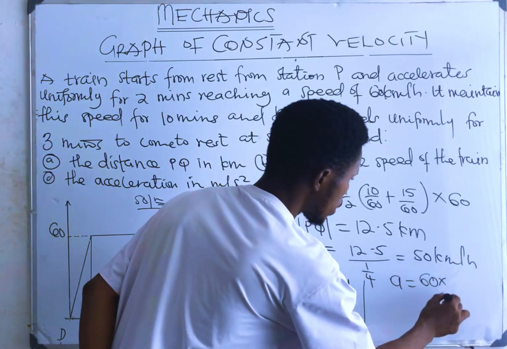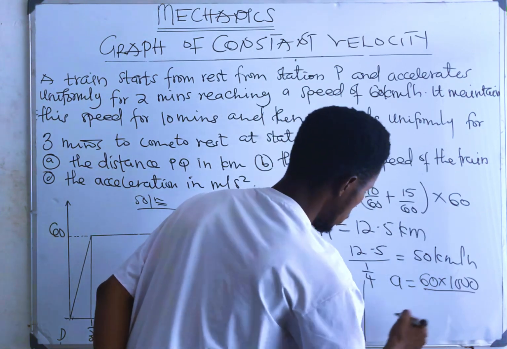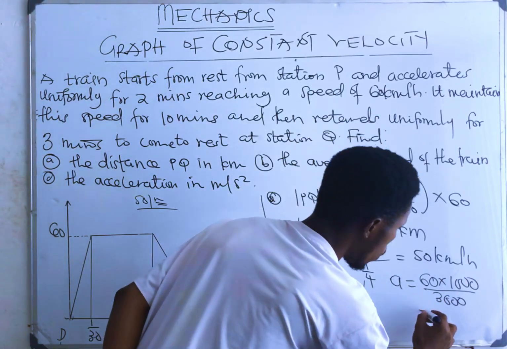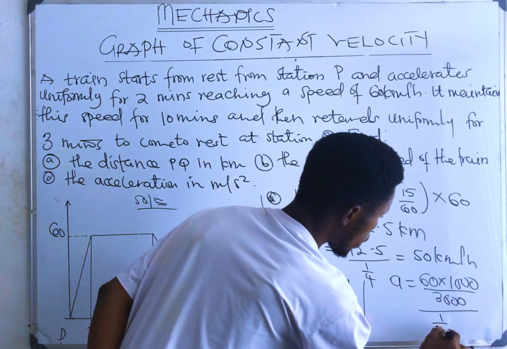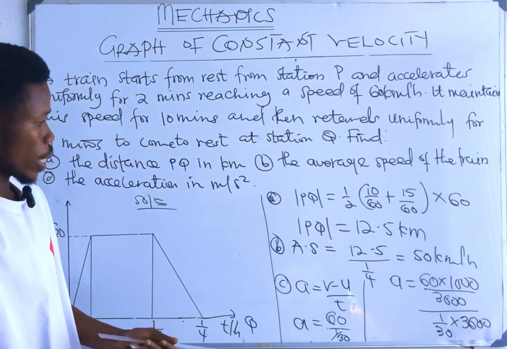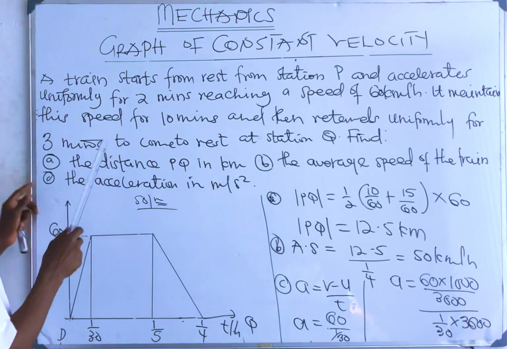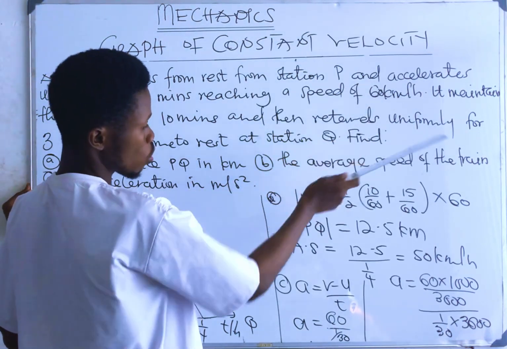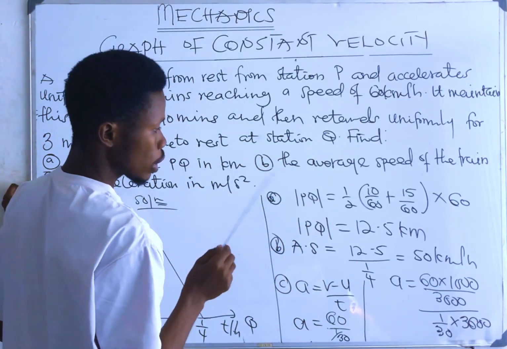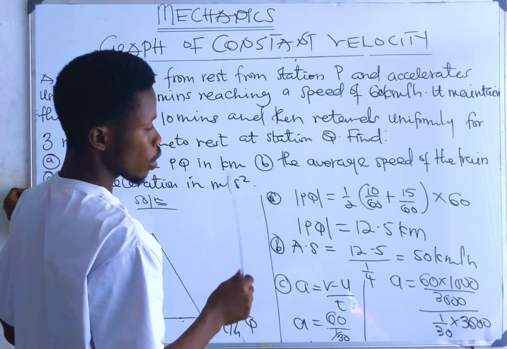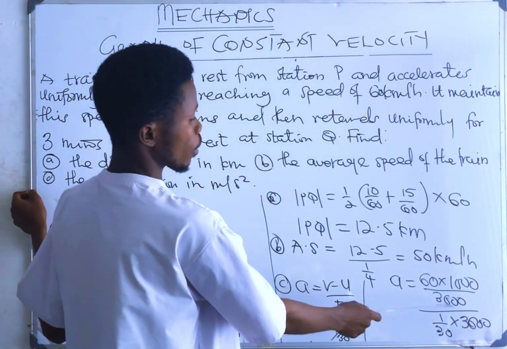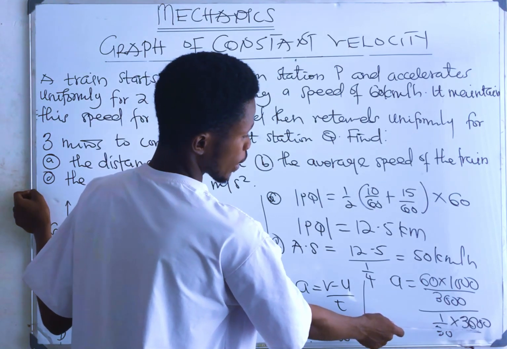So look, here will be A equals 60 times 1000, all divided by 3600, and all this is divided by 1 over 30 times 3600. So that's the conversion. Remember, that 60 is kilometers per hour. So if you are changing to meters, 60 times 1000, because every 1 kilometer will give you 1000 meters. And every 1 hour gives you 3600, right? So here too is in hours, so just multiply here by 3600.